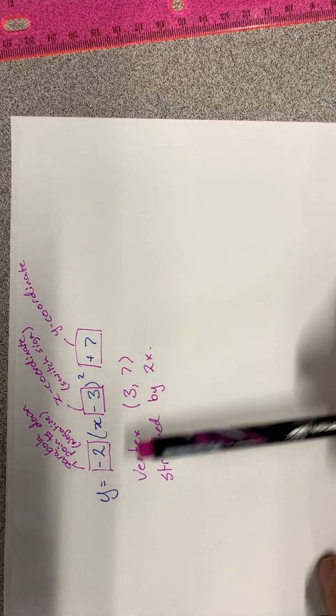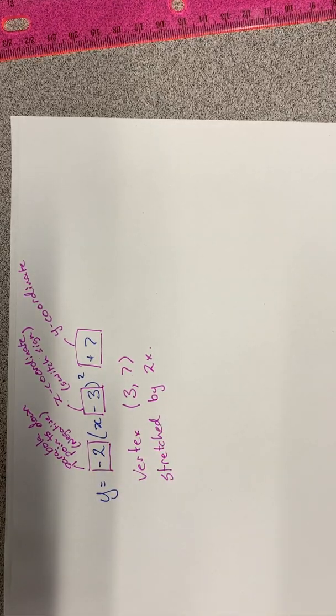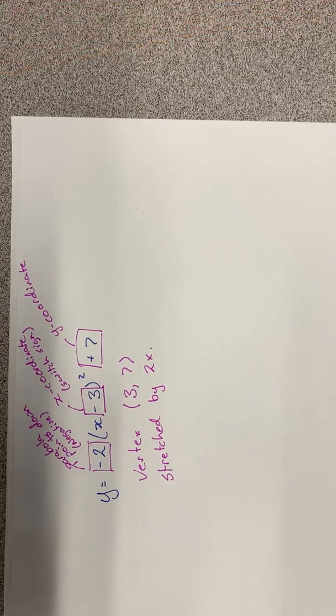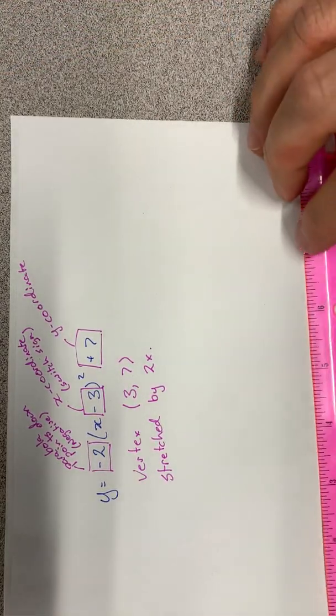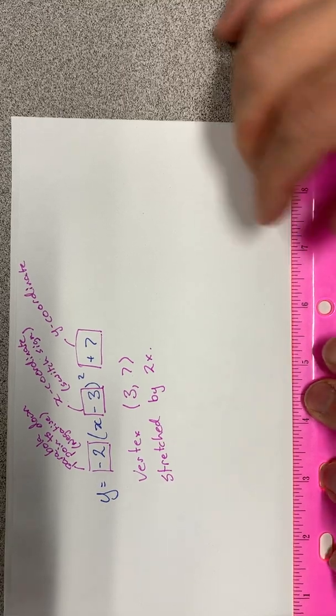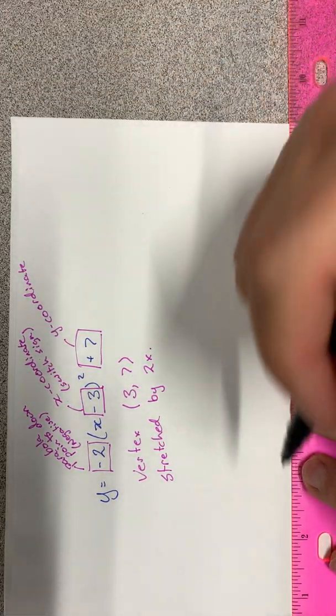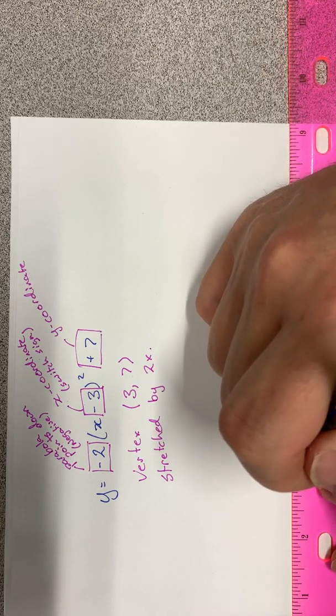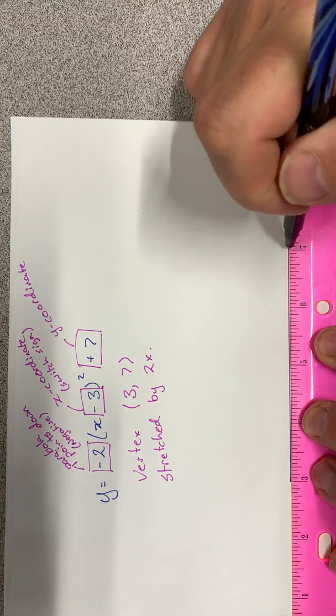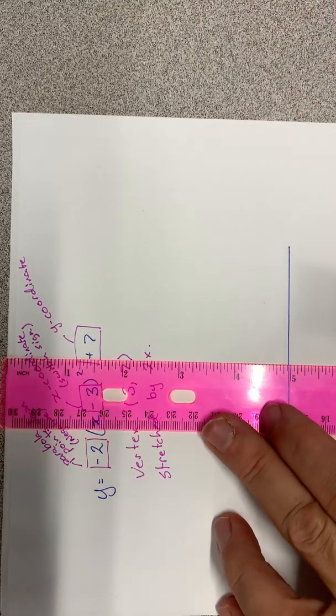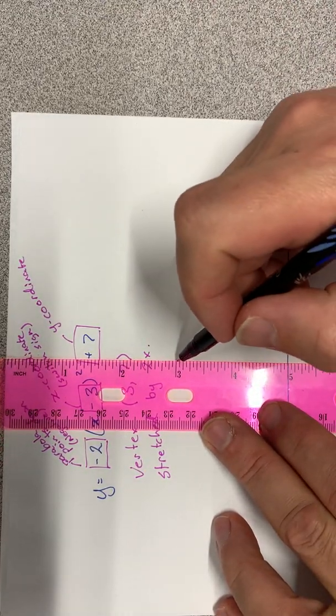If I had positive 5 there, then I would know the parabola faces up and it's stretched by 5 times the normal height. If I had, let's say, 0.5, like the one in the CPT, that means it's half the normal height, or 0.5 times the normal height.